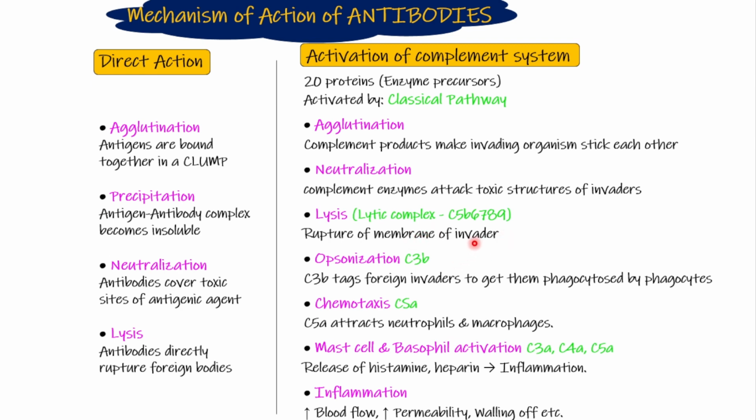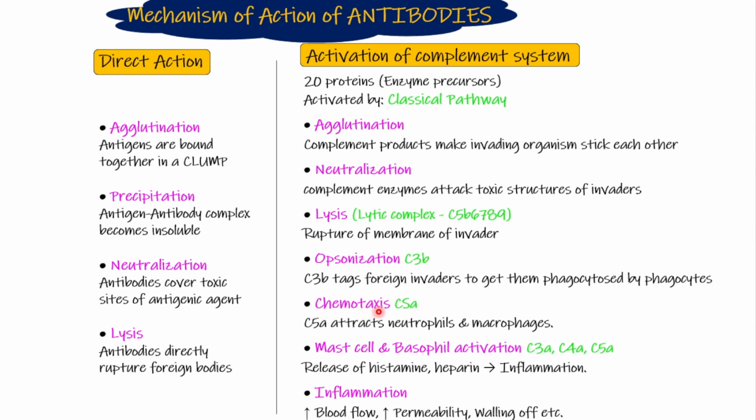Okay. And then we have opsonization, as discussed, that opsonization is caused by C3b. C3b basically tags. It will tag the foreign invader so that phagocytes easily identify them. So C3b tags foreign invaders to get them phagocytosed by phagocytes.